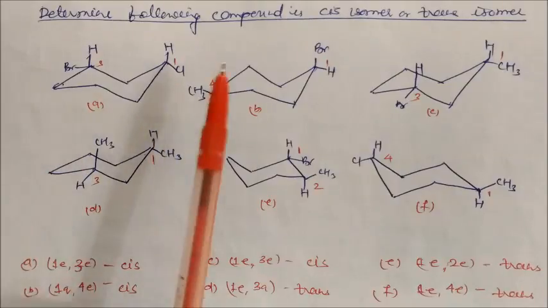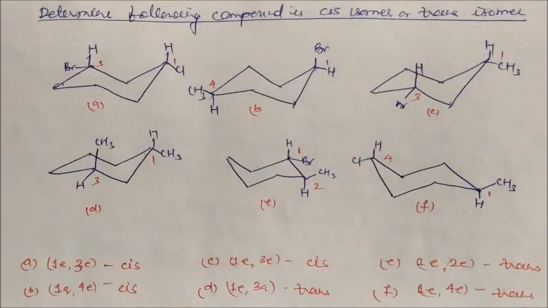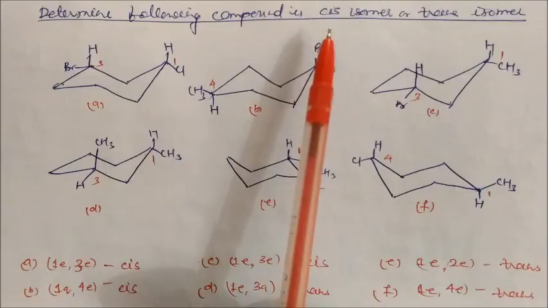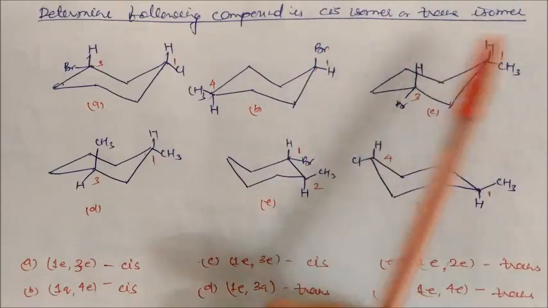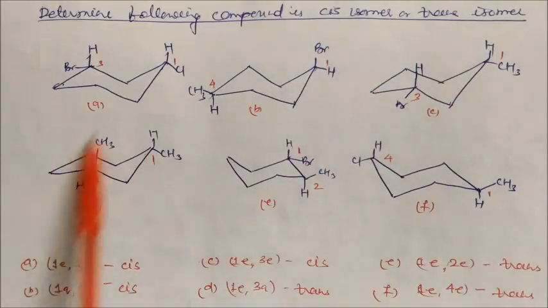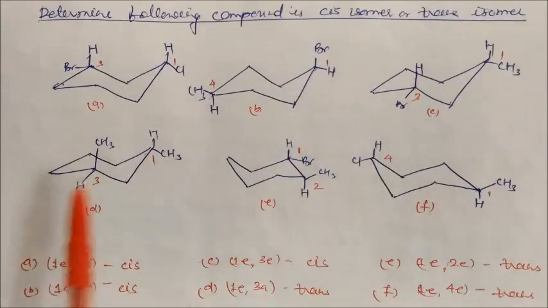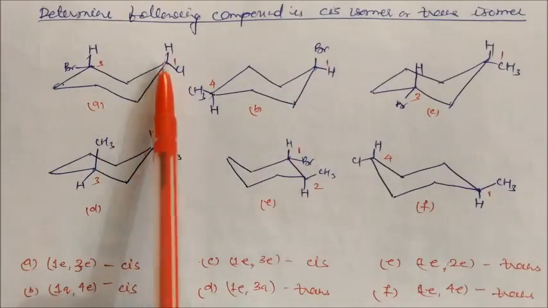Determine whether the following compound is a cis isomer or a trans isomer. We have already defined what a cis isomer and a trans isomer are. So these are the 6 examples, A, B, C, D, E, and F. I have given these already. So this is 1, 3.